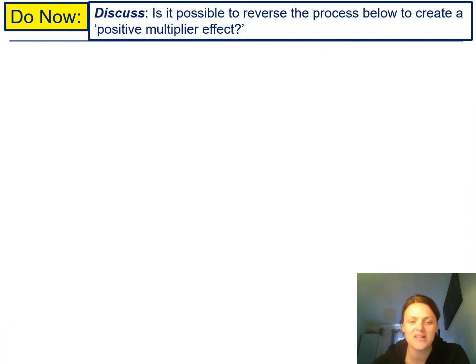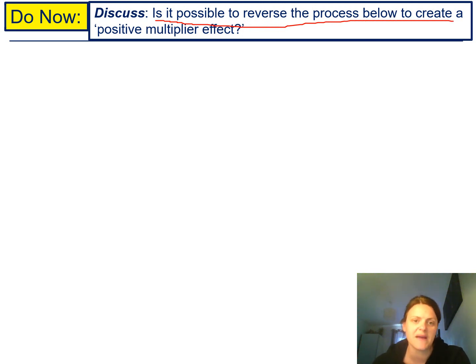Okay, so last lesson we looked at the negative multiplier effect and what happened when we deindustrialized the inner city and what effects that had. Now I want you to have a look at what could be done if there was a positive effect. So we call this a positive multiplier effect. Is it possible to reverse the process below to create a positive multiplier effect?